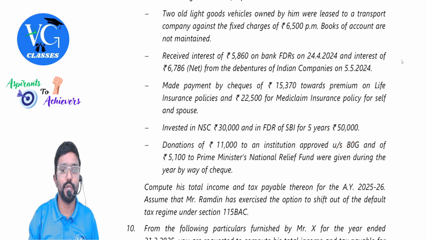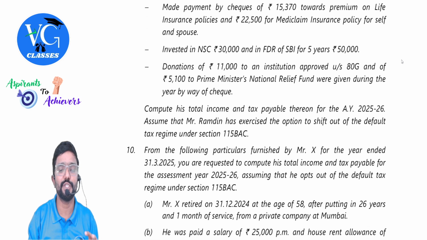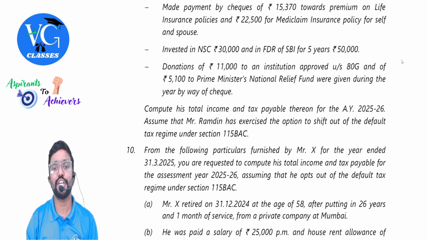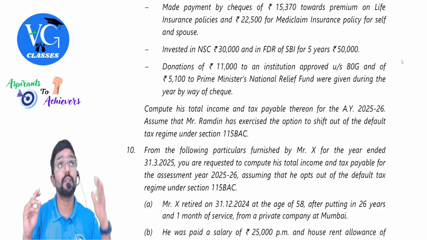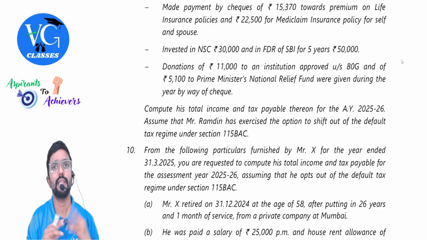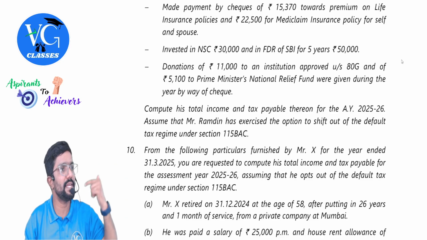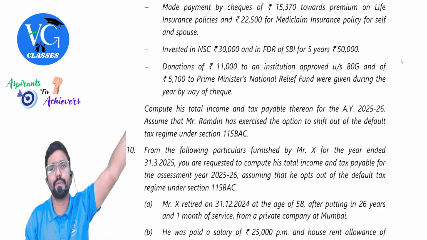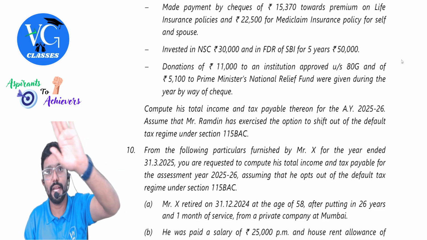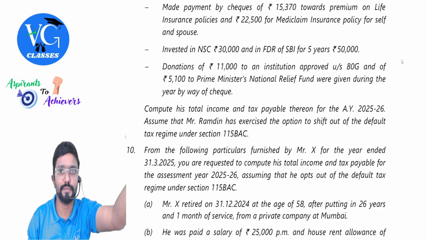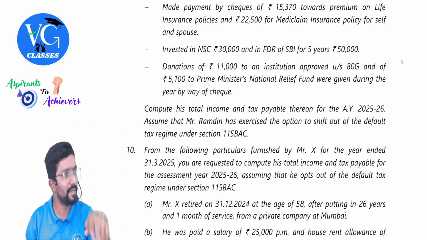Donation of 11,000 to an institution approved under section 80G. This is the headache actually. And 5,100 to Prime Minister National Relief Fund were given during the year by way of cheque. 80G deduction is available, but we need to check a few things under which category it will fall. There are totally 4 categories: A, B, C, D. A category 100% allowed as deduction without any limit. B category 50%. C category 100% subject to limit. D category 50% subject to limit.